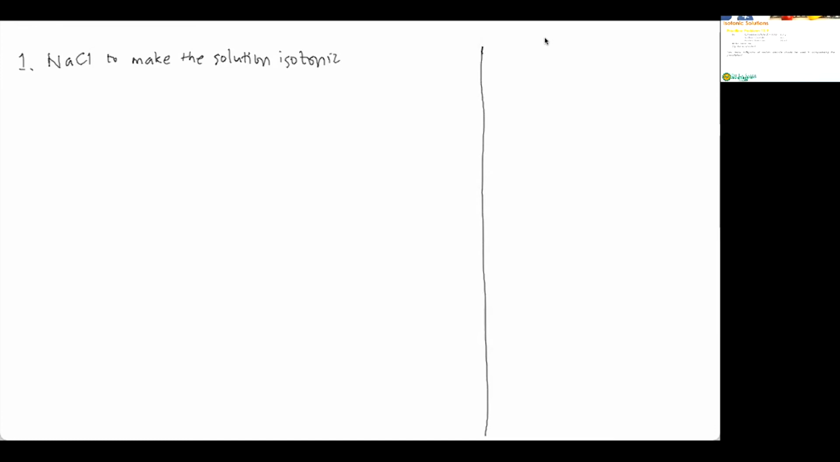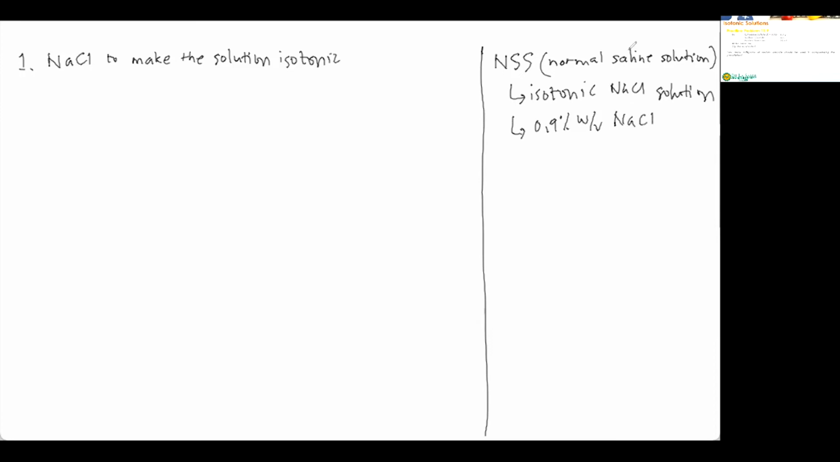So, what is the number of grams of sodium chloride that would make the solution isotonic? Remember that previously I mentioned normal saline solution is essentially an isotonic solution of sodium chloride. Now, a normal saline solution contains 0.9% weight in volume of sodium chloride, meaning we have 0.9 gram of sodium chloride in 100 milliliters of the solution.